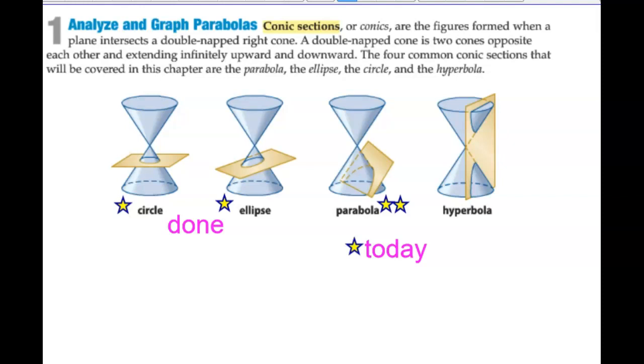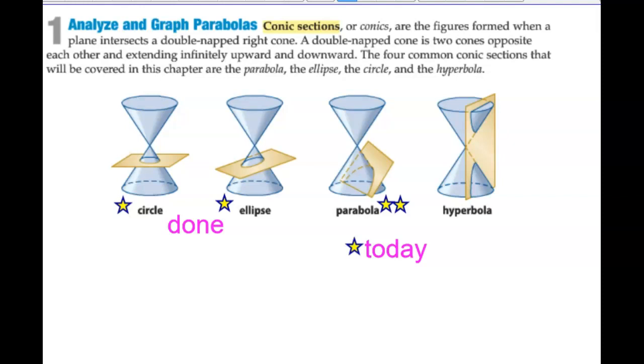But if you cut parallel to the base, you get a circle. If you slant it just a little bit, you get an ellipse when you cut it. Okay, if you put it on the meat grinder and sliced it at a little bit of an angle, you'd get an ellipse. We have talked about both of those.